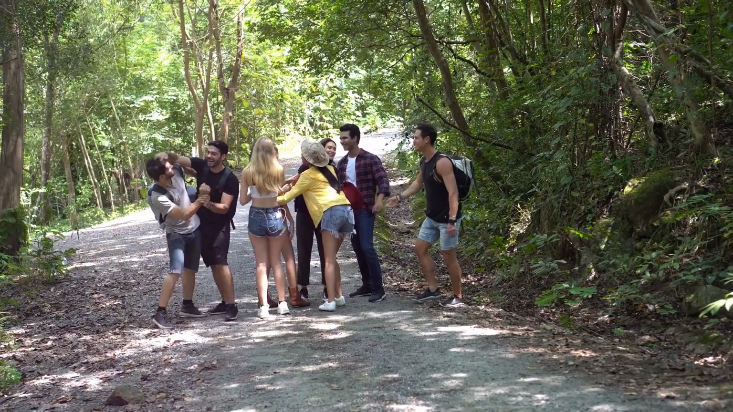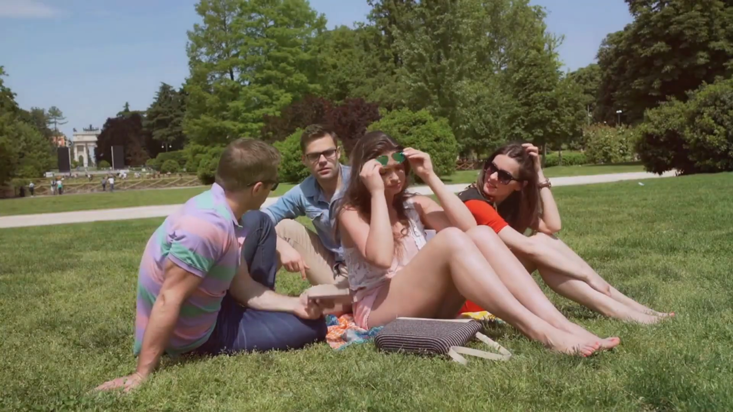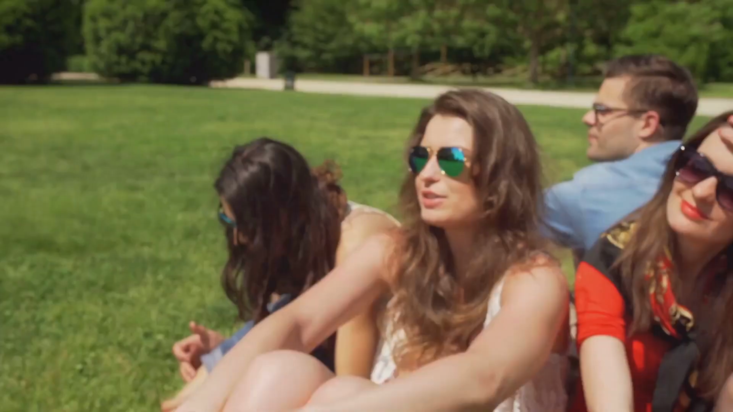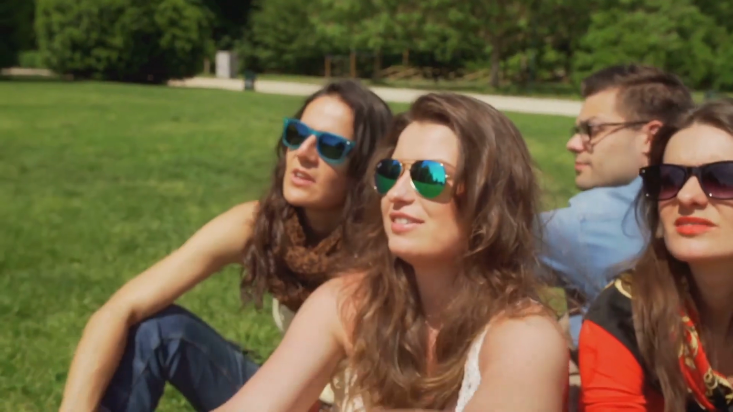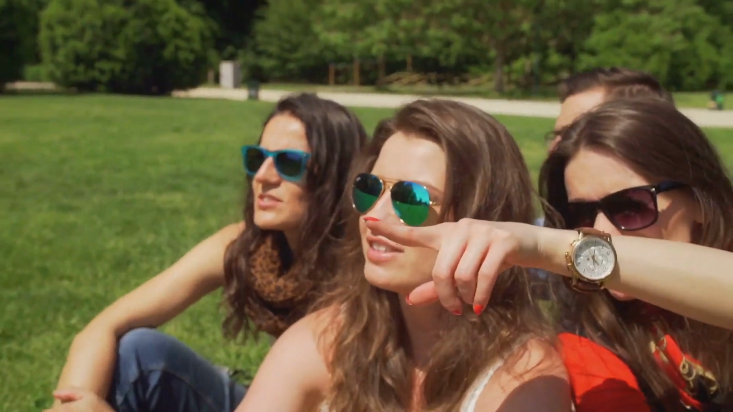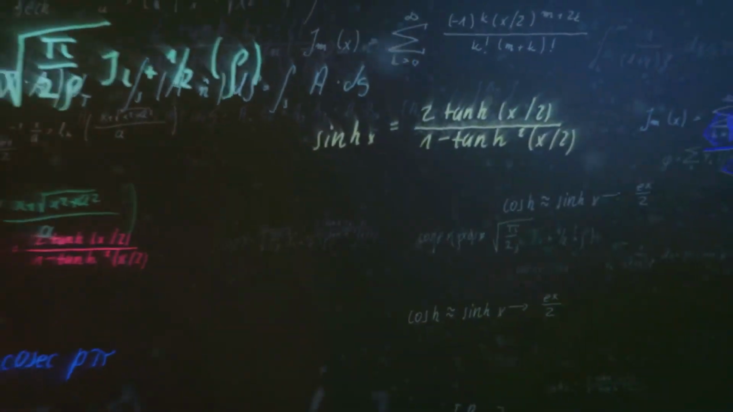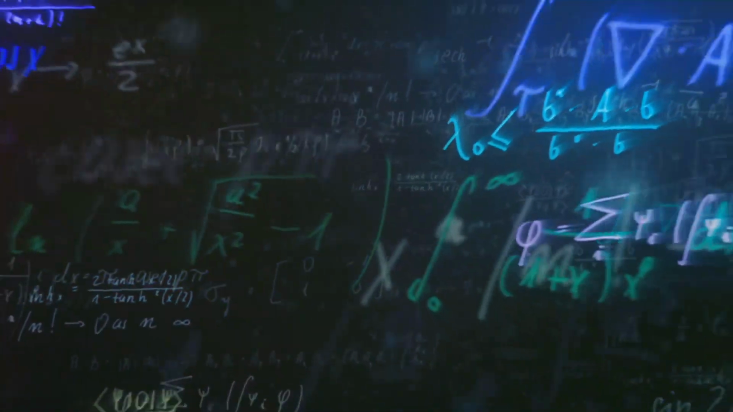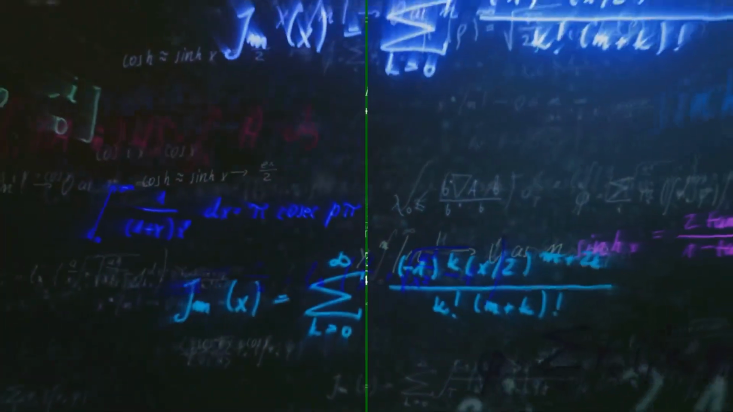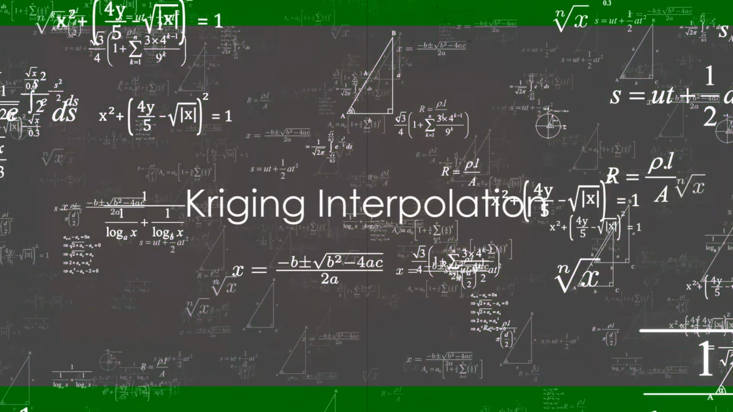Picture a group of friends standing in a park. Some are closer to you, some are farther away. IDW is like asking each friend their opinion, but giving more weight to the opinions of those closest to you. In short, IDW estimates the unknown value by taking the weighted average of the known values, where the weights decrease with distance. Next, let's look at kriging.